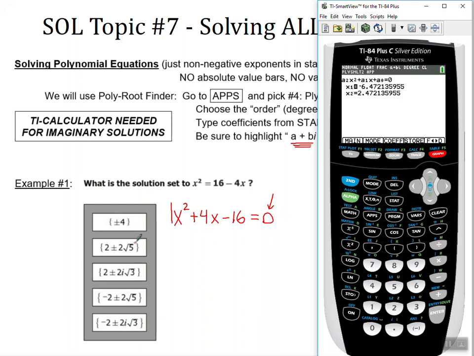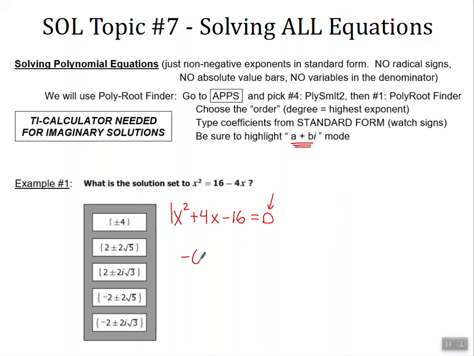But many of them have radicals, so I'm going to see which ones have the same decimals. Let's first look at our decimals. I've got negative 6.47 and positive 2.47. So let's just jot those down. I've got negative 6.47 and positive 2.47. So I'm looking for the same decimal points in one of these answers.